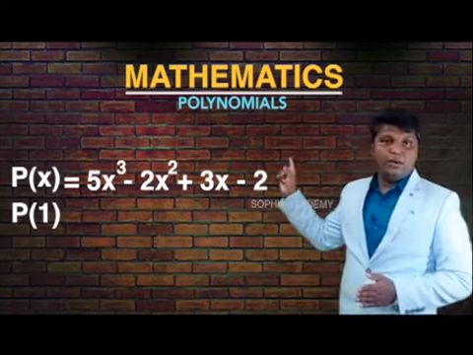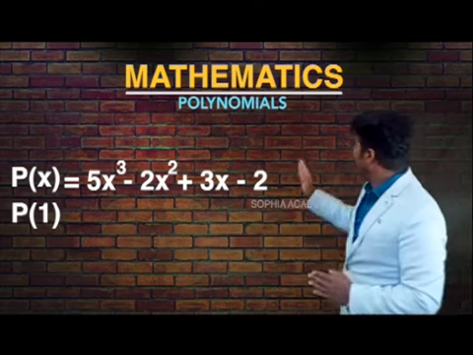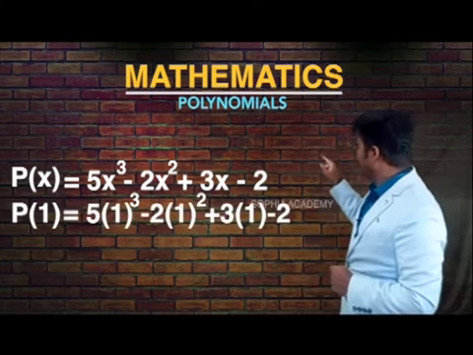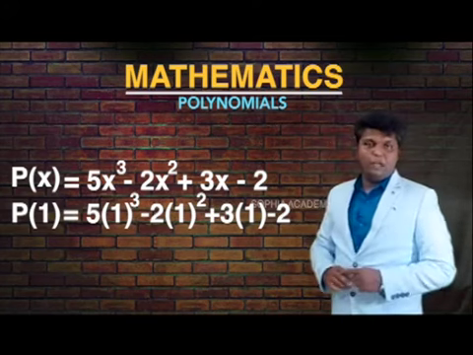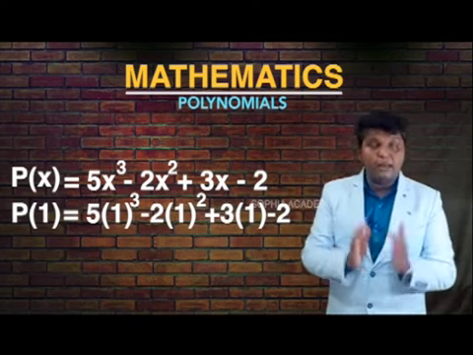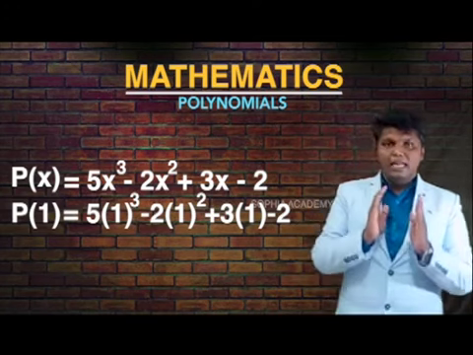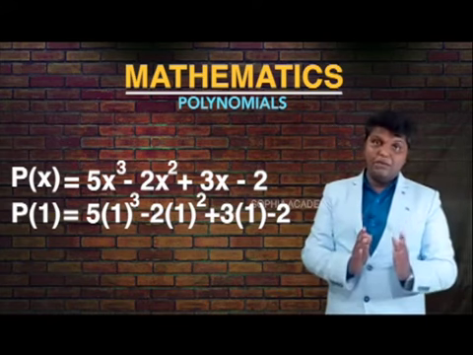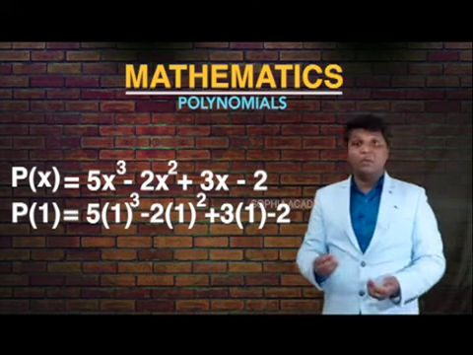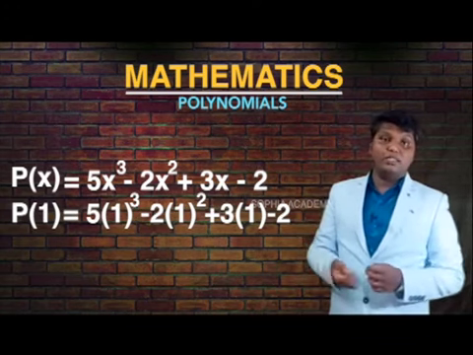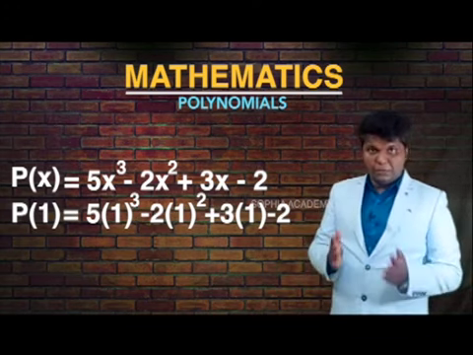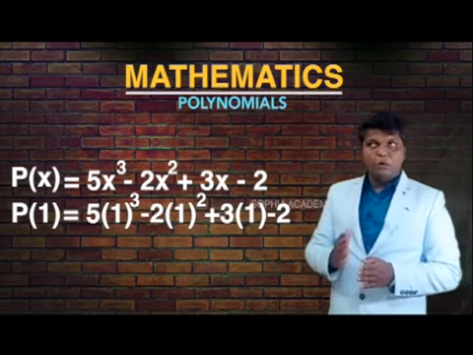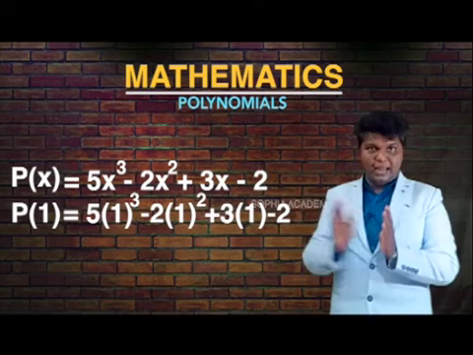P of 1 is equal to, so here you can see 5x cube. So we will write 5 into, instead of x we write 1, so within brackets we put 1 cube. Why are we keeping this bracket? You should keep the bracket whenever you are substituting a value. It should be within brackets, because there are cases where you have to find the value for negative numbers, p of -1, p of -2, like that.